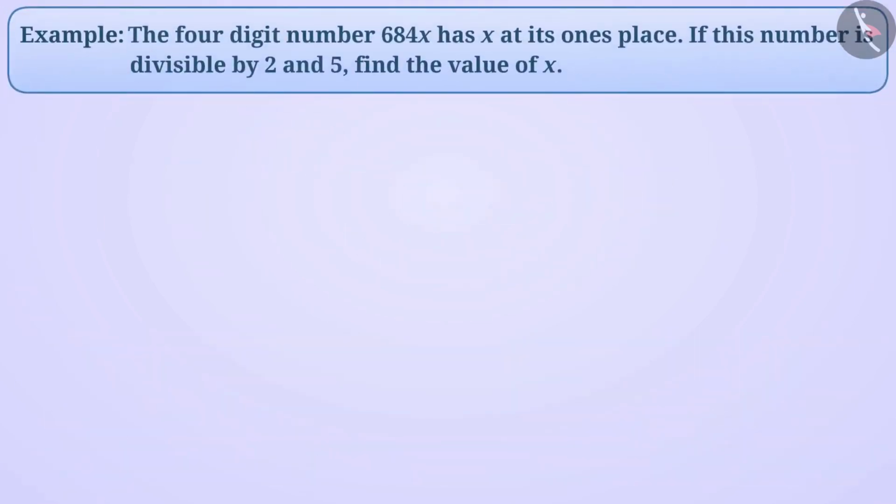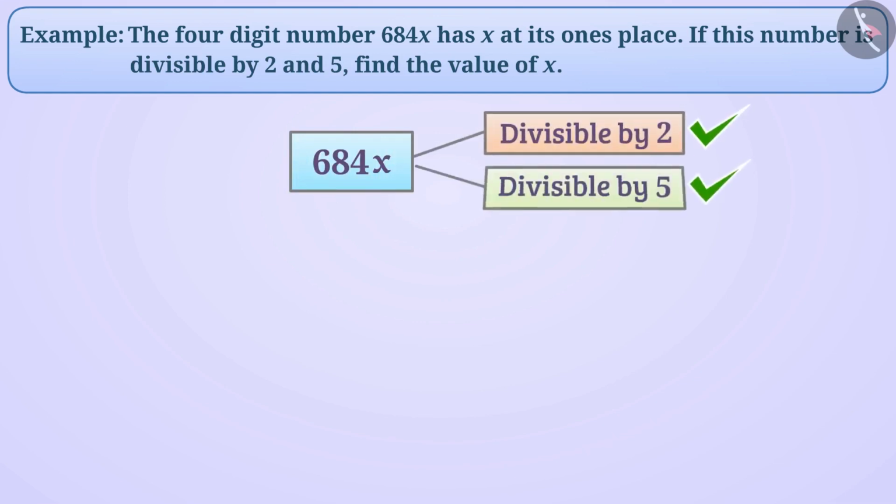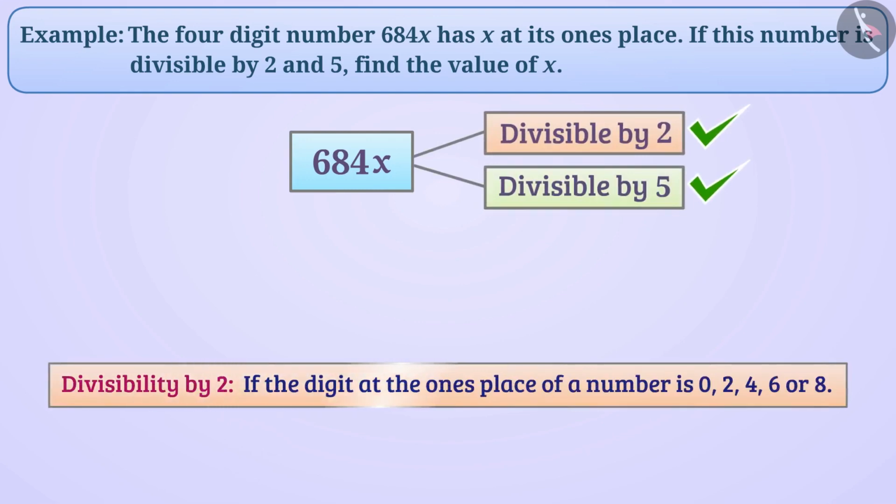Next example. The 4-digit number 684x has x at its ones place. If this number is divisible by 2 and 5, find the value of x. We are given that 684x is divisible by both 2 and 5. The divisibility rule for 2 tells us that if the ones digit of a number is 0, 2, 4, 6 or 8, then the number is divisible by 2. In this way, we can say that for the number to be divisible by 2, the value of its ones digit, that is x, must be 0, 2, 4, 6 or 8.